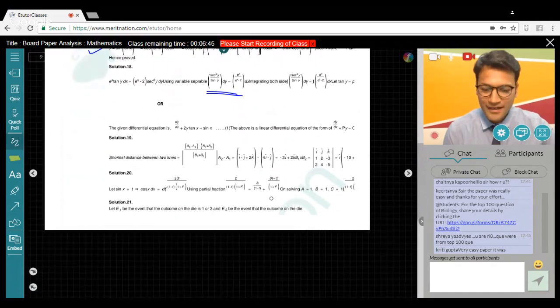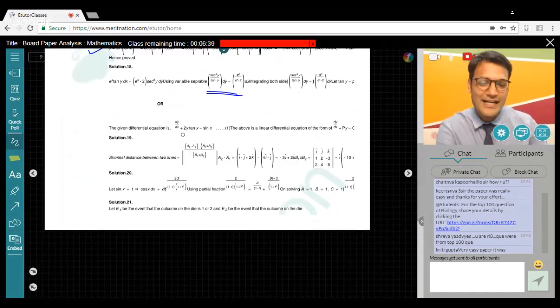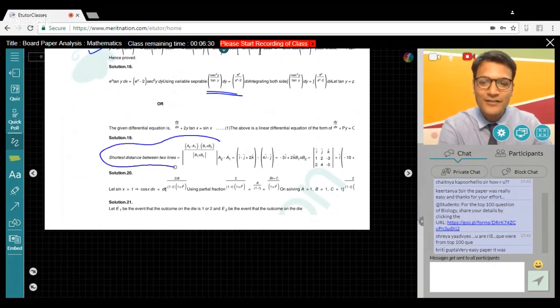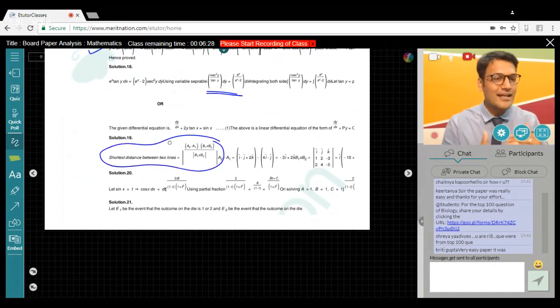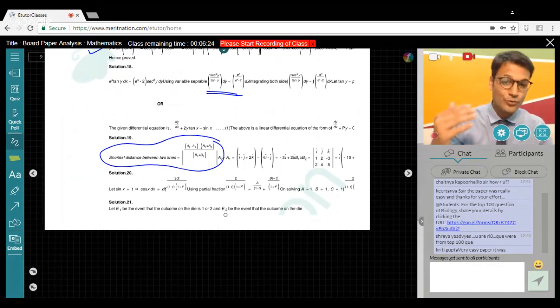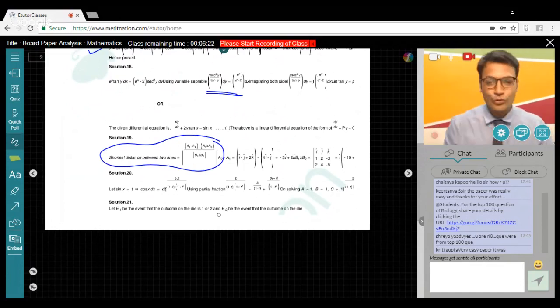Okay, question number 19. I would put this question in an average category. It involves a bit of calculation, and you also have to remember the formula for the shortest distance between two lines. These lines aren't parallel, they are skew lines, so we can figure out the shortest distance between them. If you know this formula, it will be a direct question. If you don't remember the formula, probably you might have faced some challenge.